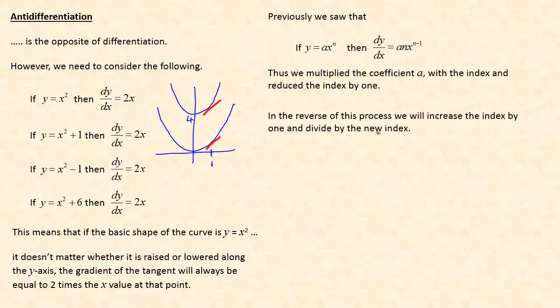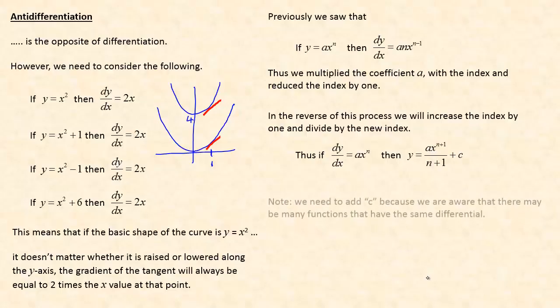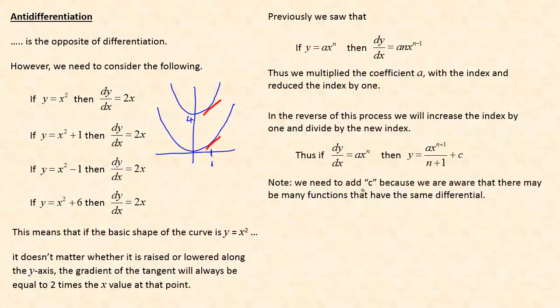In the reverse of this process, we will increase the index by 1 and divide by the new index. So if dy dx is ax to the n, then y is equal to ax to the n plus 1, so increasing the power by 1, divide by the new power, and then we add this constant on the end. We need to add the c because we are aware that there may be many functions that have the same differential, as we discussed over here.